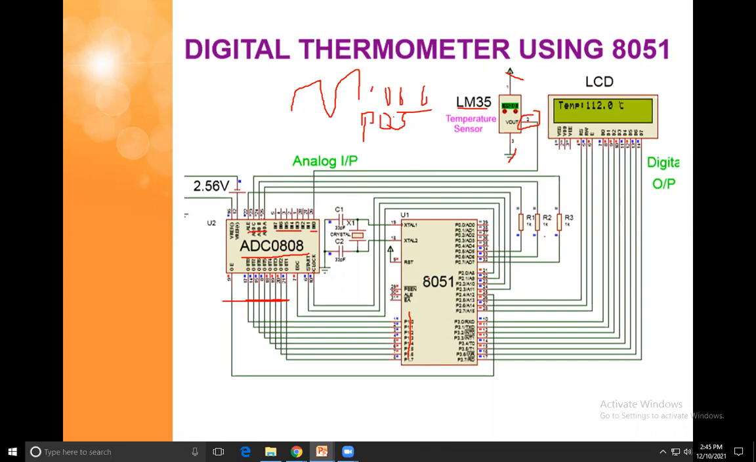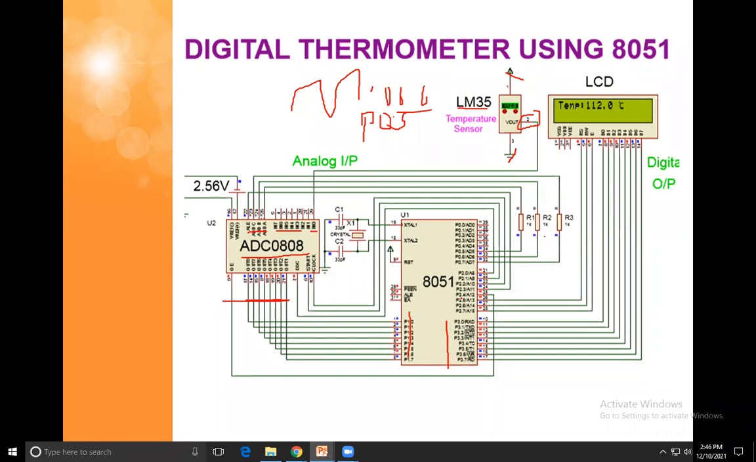Again, you have to connect this output to the LCD. The ADC output is coming to the 8051, so the 8051 understands that the temperature is, suppose, 20 degrees Celsius, your room temperature. Then you have to display this temperature, and for that purpose you have to use the LCD display. You know that the LCD has 8 data pins. These 8 data pins are connected to a port.